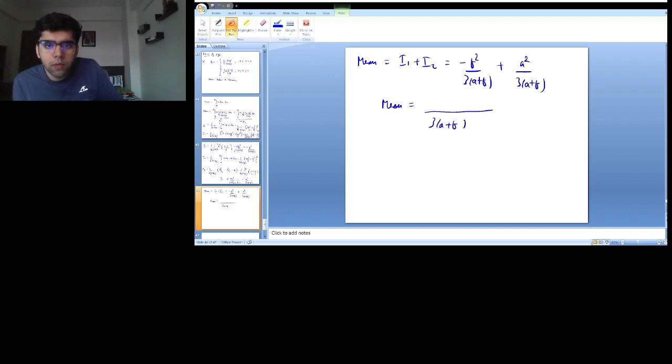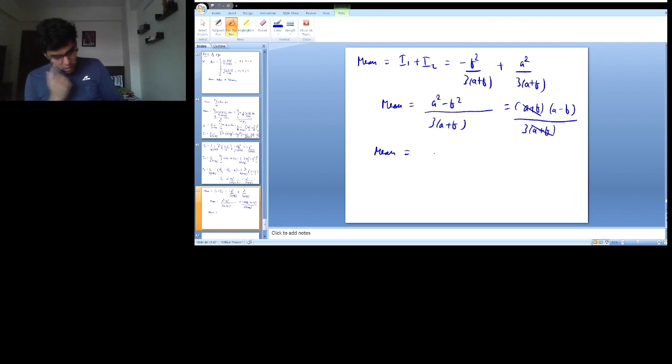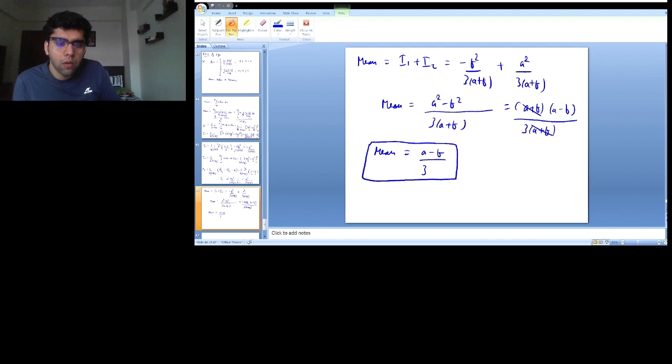1 upon 3 a plus b into a square minus b square, which is a plus b into a minus b, and the denominator is 3 upon a plus b, and a plus b goes away, and we are left with mean is equal to a minus b upon 3, yes, a minus b upon 3.